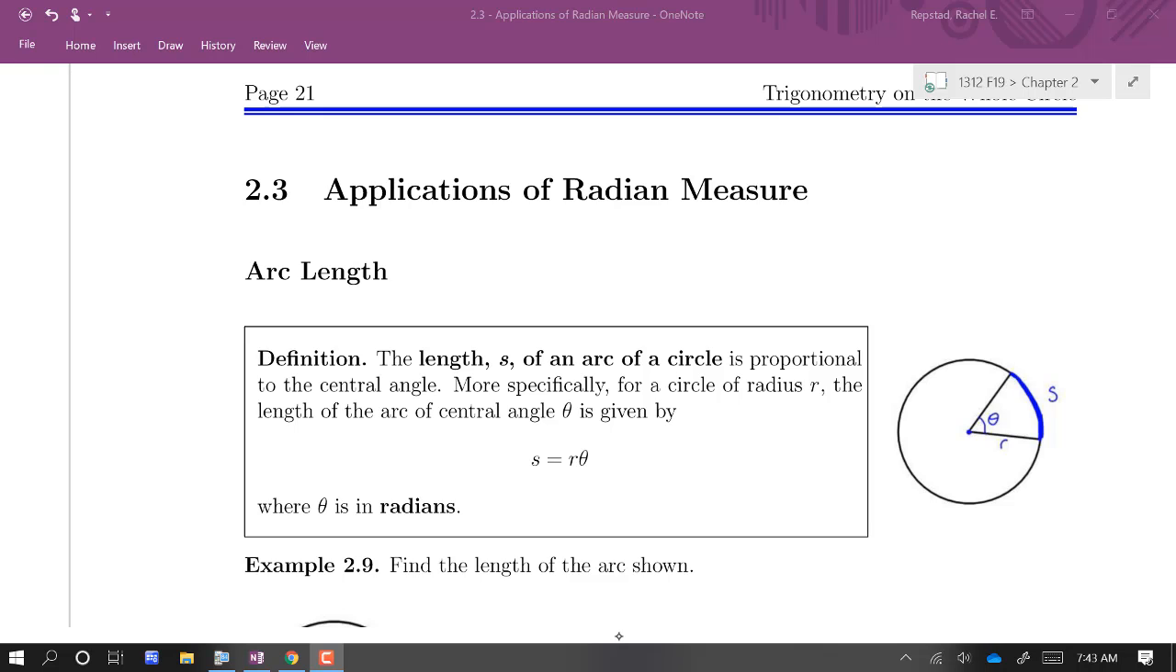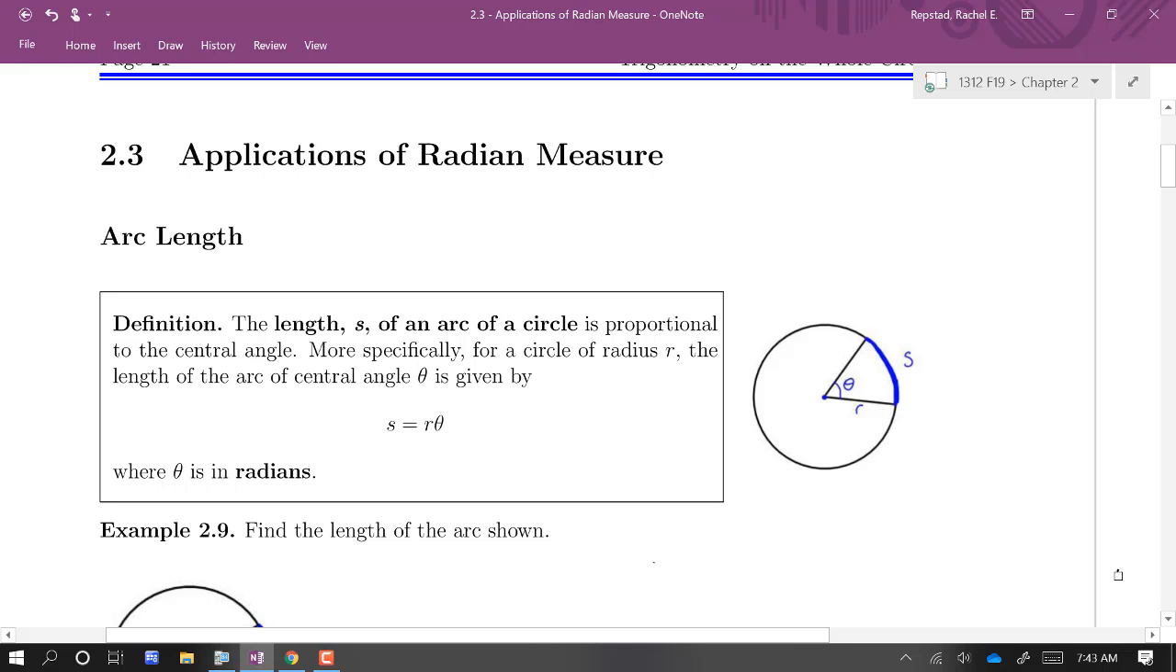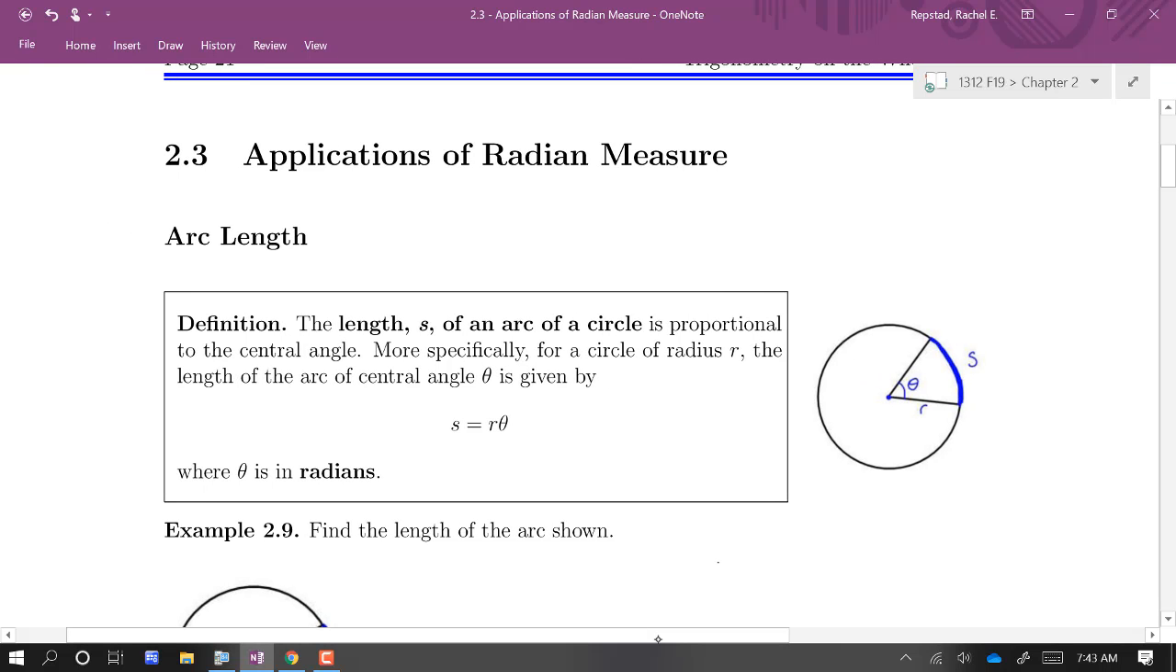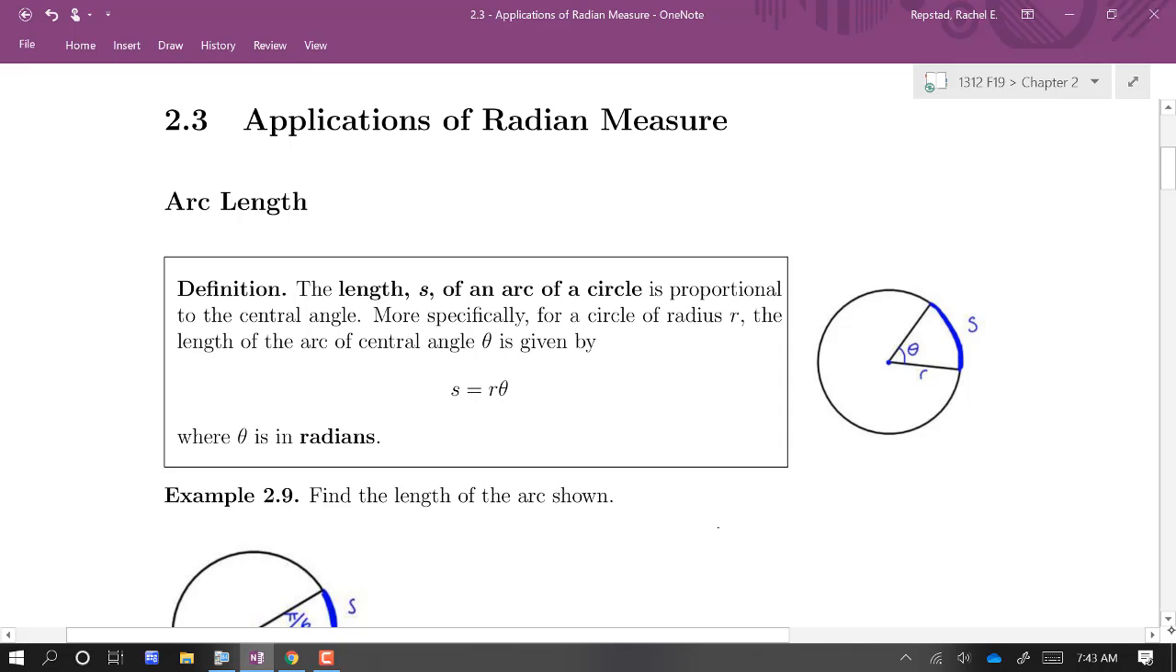In this section, we're going to look at some applications of radian measure in particular. So it's going to be really important that the angles we consider are measured in radians. The formulas that we are going to use only work when we measure the angle in radians. So the first application is to find the length of an arc along a circle.